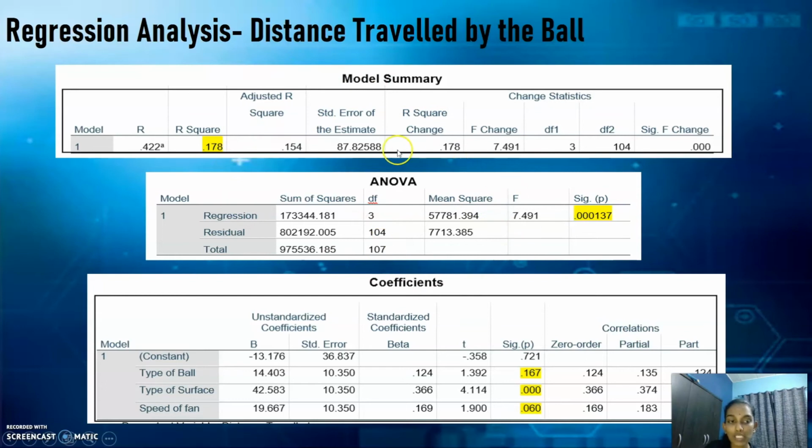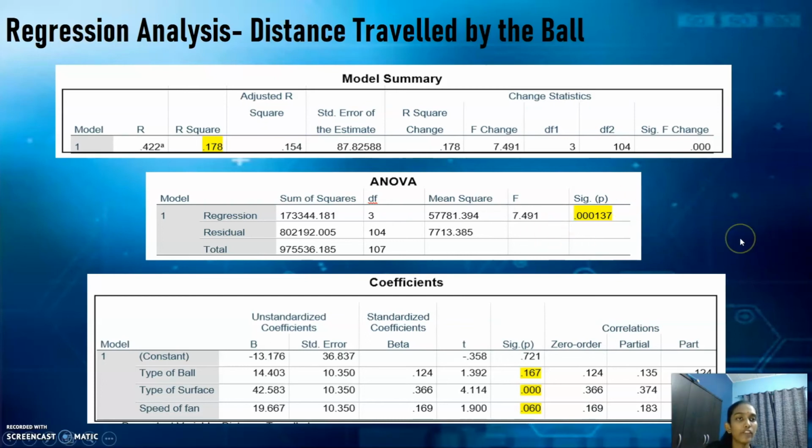Now moving on to the second table, which is the ANOVA table. This ANOVA table gives us the F-test or significance, which determines whether the model is good or not. As I mentioned earlier, we can't do MANOVA analysis because MANOVA has more than one dependent variable. Only ANOVA analysis can be done because ANOVA requires a single dependent variable.